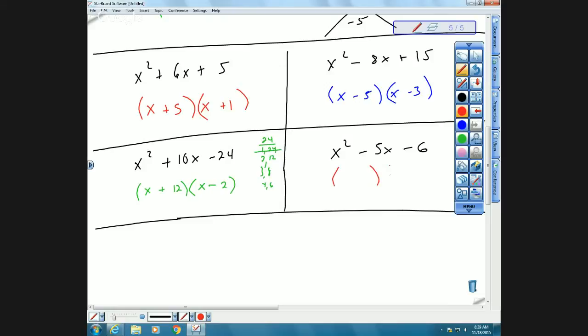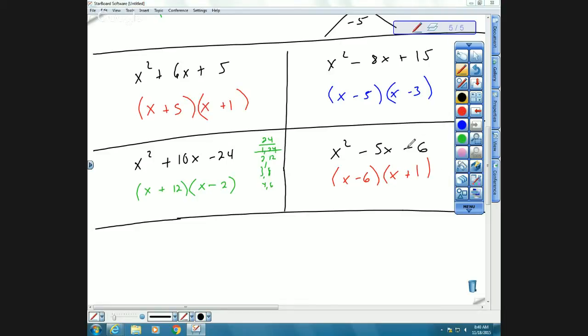All right, and then the last one multiplies to be negative 6 and adds up to be negative 5. Well, it multiplies to be 6, so if you did negative 6 and 1, does that work? Yes, that does, right? Negative 6 times 1 is negative 6. Negative 6 plus 1 is negative 5. All right, so this is all your possibilities.